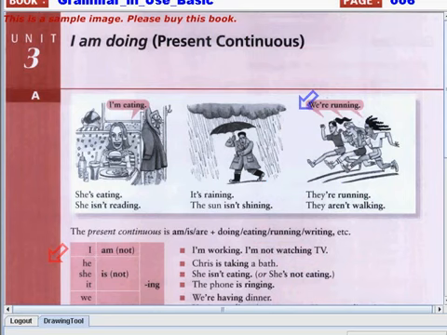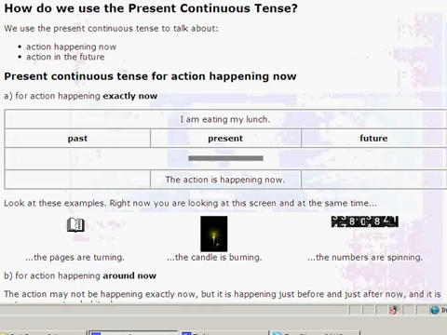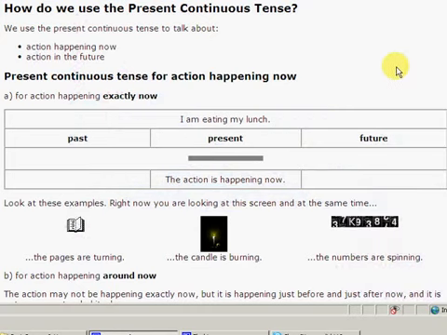Today we will continue our discussion on Unit 3. And Unit 3 is all about the present continuous tense. Again, present continuous tense. Let us have a short review first. How do we use the present continuous tense? Remember that we use this tense to talk about action happening now or action happening in the future. Now, let's just focus first on action happening now.